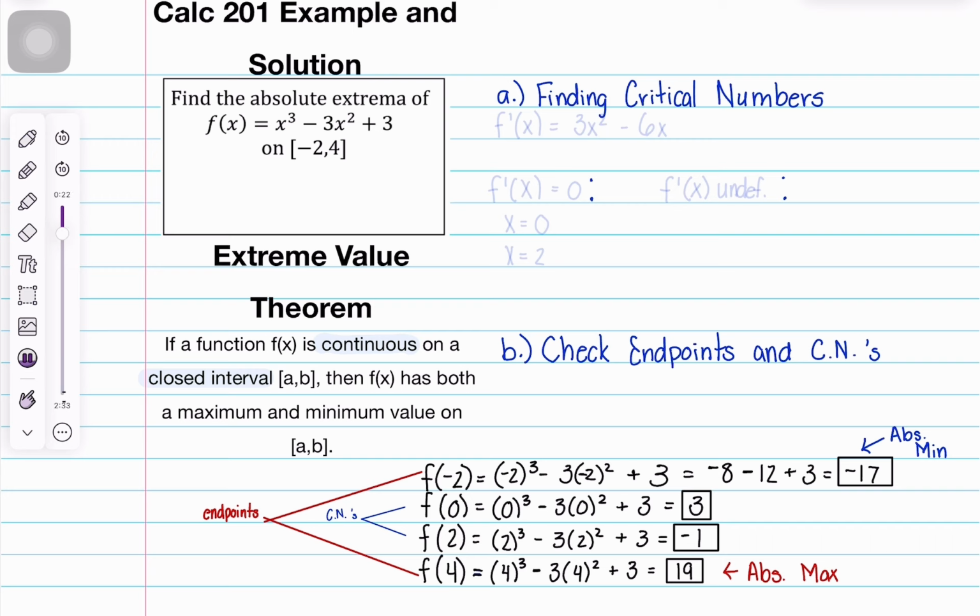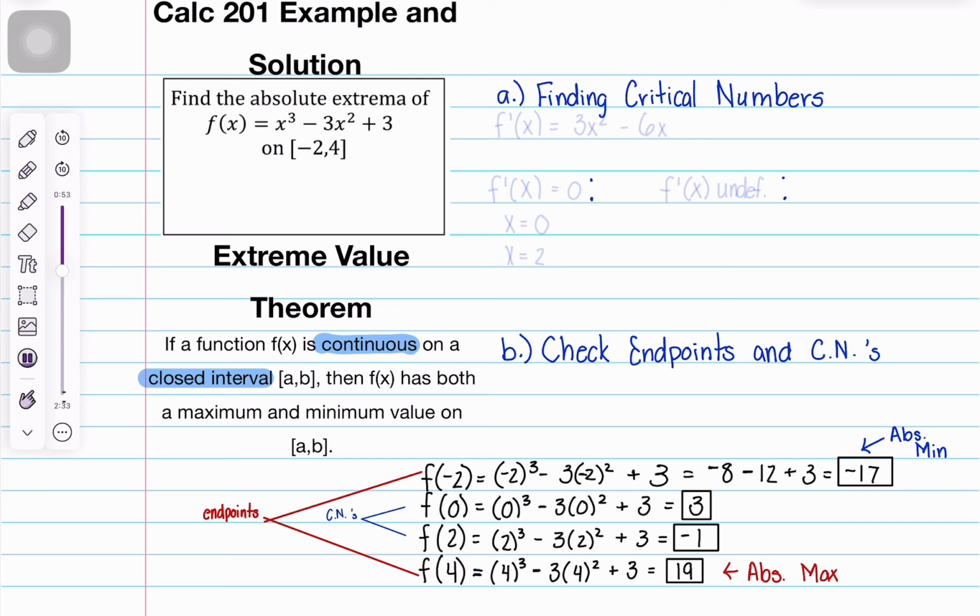According to the theorem, we must check for two things: continuity and if it is on a closed interval. We know that our function is continuous because it is a polynomial, and we know that our interval is closed because of the brackets that surround our -2 and 4. Since we know that the function is continuous on a closed interval, we now know, according to our theorem, that an absolute min and a max exist. Now we can begin finding these values.